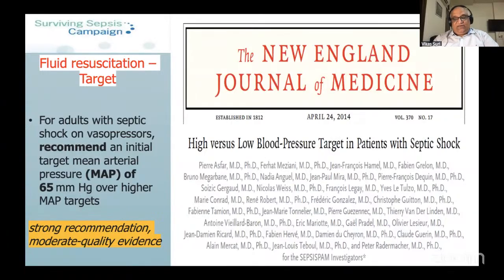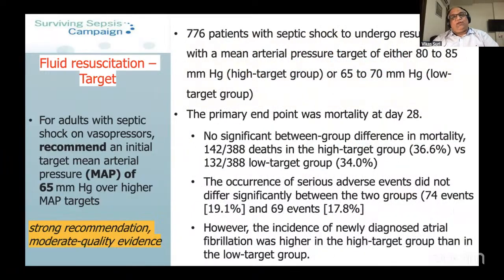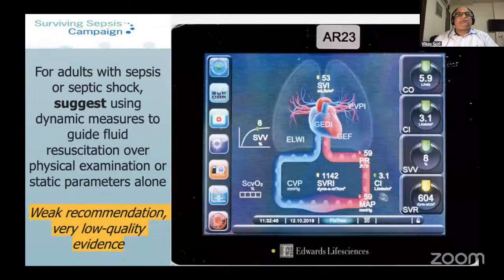Well, how does 65 come? This is from a study published in NEJM, in which they divided the patients into maintaining a blood pressure of about 85 versus 65 to 70. And they found no significant difference in mortality in patients who maintained a higher MAP as compared to a lower MAP. The adverse events also did not vary. But the incidence of new onset atrial fibrillation was more in patients where the MAP was above 85. So that is why the target of maintaining a MAP of more than 65 has come.